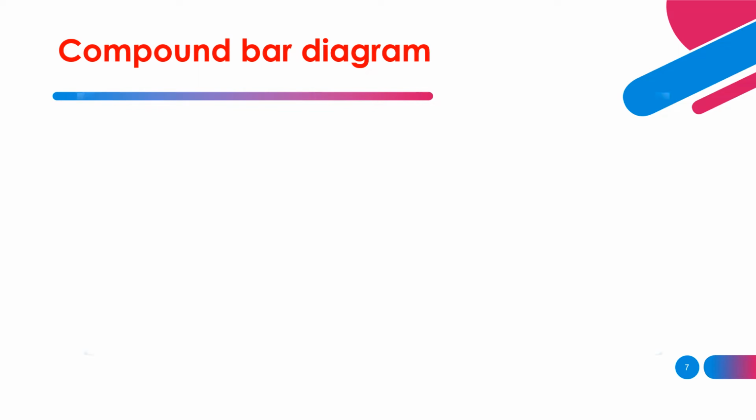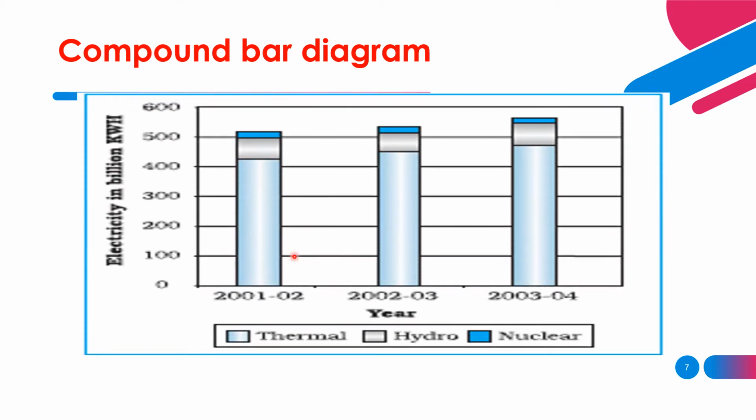Compound bar diagram, this is the example. So we have the electricity in billion kilowatt-hours versus the thermal, hydro, and nuclear. These are also other forms of electricity. This is a comparison. So, ano yung pinagkukunan? Thermal, hydro, or nuclear form of electricity.